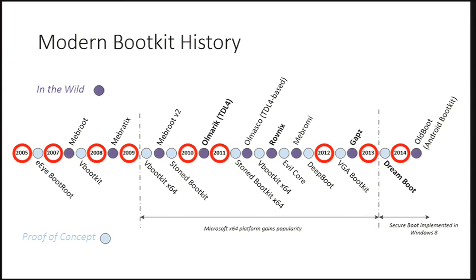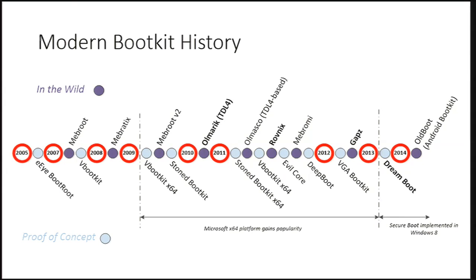So I'm going to start with the slide which depicts the modern history of bootkits. I hope everyone here can clearly see the image. On top of the slide, you can see the bootkits seen in the wild, while at the bottom are the proof of concept implementations. I want to bring the attention of the audience to this period, which is marked as the Microsoft 64-bit platform gains popularity. We can see that most of the bootkits, both seen in the wild and proof of concept, appeared at this time. So this is the time when the modern bootkits were flourishing.